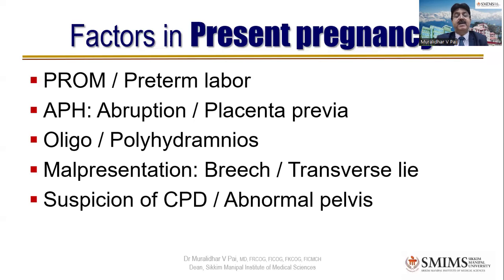Suspicion of CPD and abnormal pelvis. Yes. Even if the previous delivery was a normal delivery, it's no guarantee because, as I said, the pelvis remains the same or becomes rigid as age advances, but the baby becomes bigger and bigger. So even though there was no CPD last time, there could be a CPD this time. Now, the only problem is the CPD assessment will be as late as early labor. Abnormal pelvis will remain all the time, isn't it?